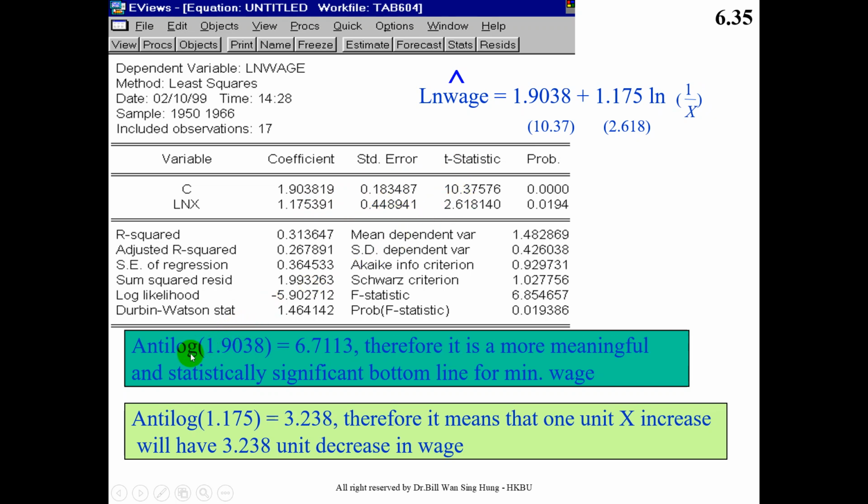So then we will take antilog of this, and that will be equal to 6.7113. Therefore it is a more meaningful and statistically significant bottom line for the minimum wage. Antilog of 1.175, this is equal to 3.238. Therefore it means that 1 unit increase in X will have 3.238 unit decrease in the wage rate.